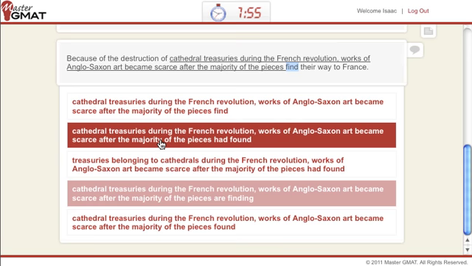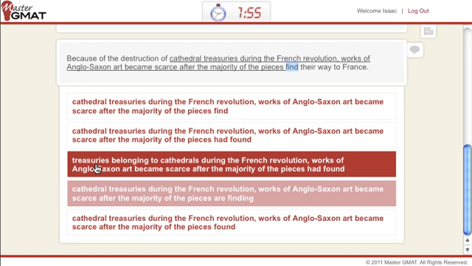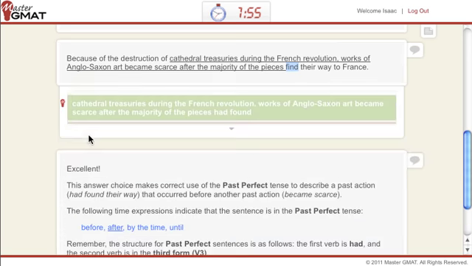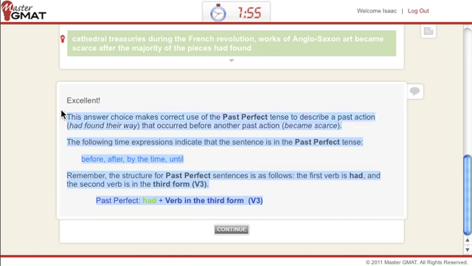So if there are no grammar errors and you're left down to 2 or 3 and the stylistic issues come up, well, you have to get rid of things like redundancies, repetitions, overly long answer choices, and the such. So that's why we could get rid of C. We're left with B. B should be our correct answer. And indeed it is. And of course we give you a nice little explanation.